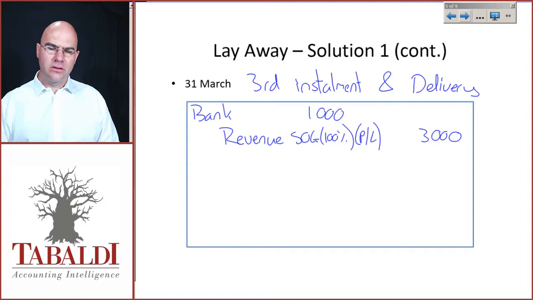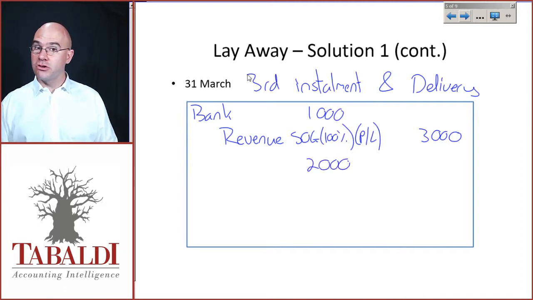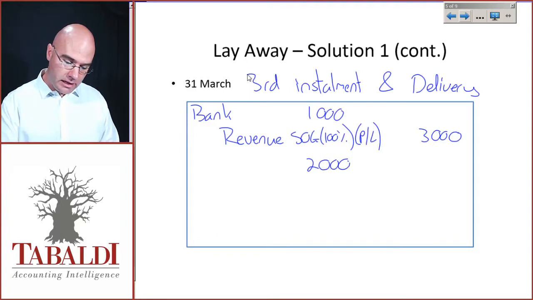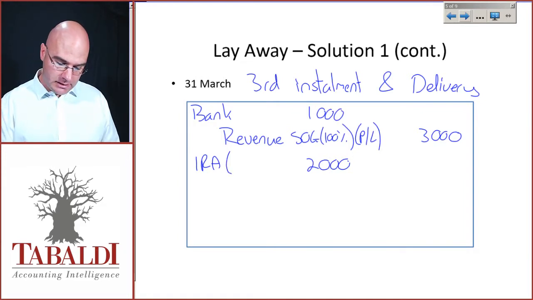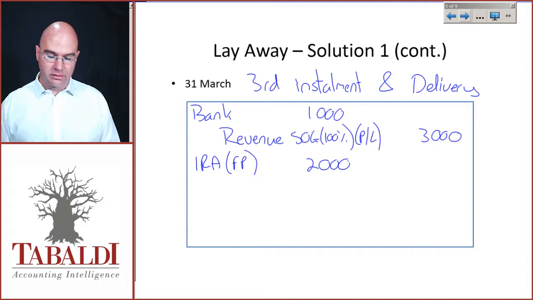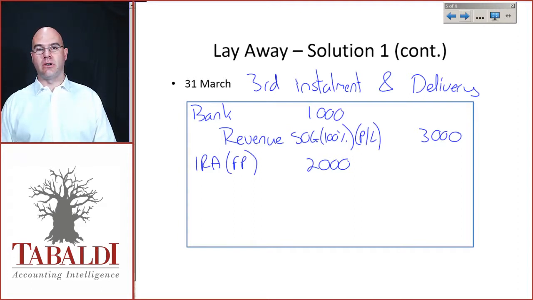Well, now I've got the remaining 2,000. Where does that come from as a debit? Well, the last 2 journals, what was I doing? As I was receiving the money, I was crediting income received in advance. Well, there was a liability. Now that liability, the obligation has been settled. I will therefore debit income received in advance.